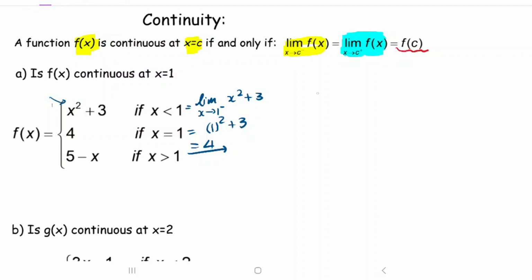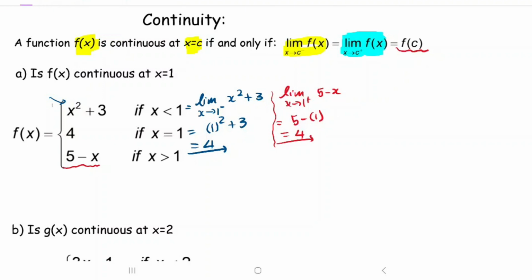The second thing we will do is take the limit of f of x as x tends to 1 from the right. When we go to 1 from the right, we will inevitably bump into this function. So the function we bump into from the right is that one over there. We'll now take the limit of that. Wherever we find x, we substitute 1. Therefore, we also get 4. So we can see that the limit from the left equals the limit from the right.